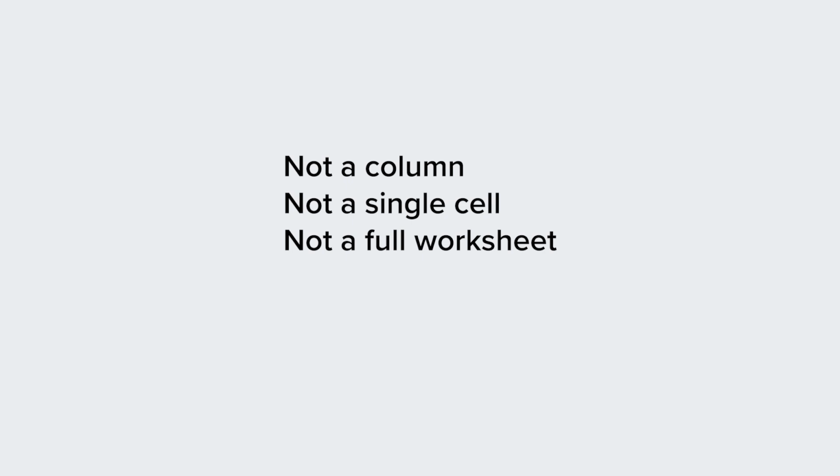A row is not the same as a column, which runs vertically. It is also not just one cell, and it is not the entire worksheet or document. A row is one horizontal line of cells. You do not need to memorize this. You just need to recognize horizontally organized information.